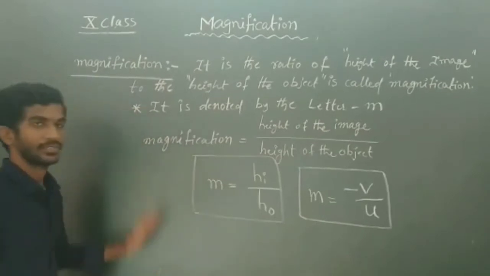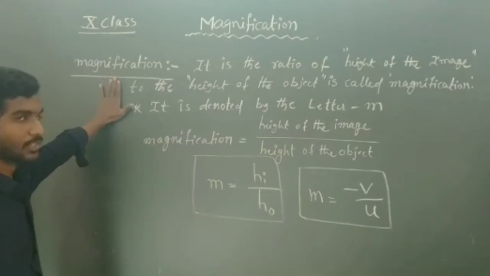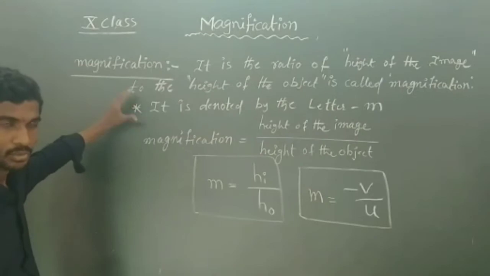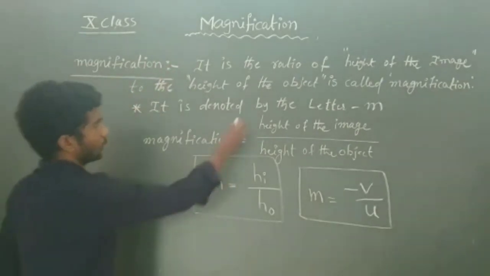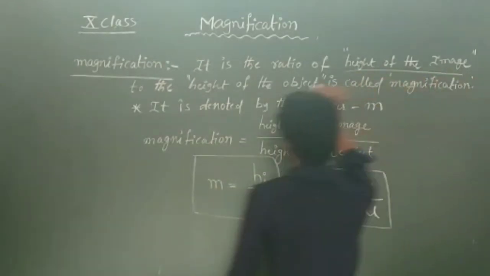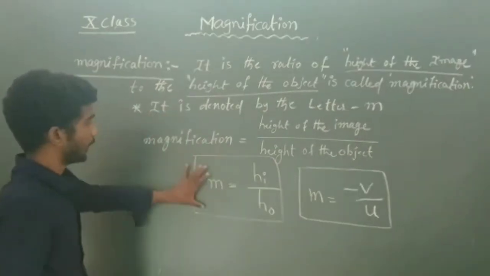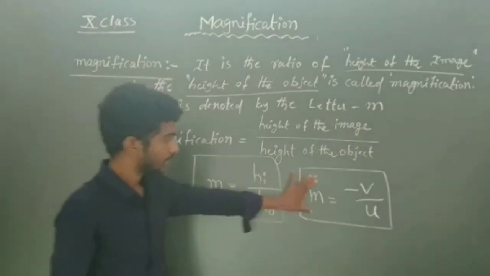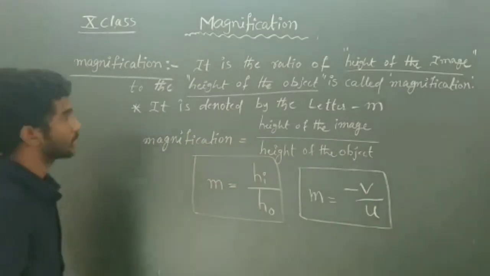This is magnification, one more important topic in 10th class. What is the magnification? Magnification means size of the image to the size of the object, or height of the image to the height of the object. Mathematically, M is equal to height of the image divided by height of the object, or M is equal to minus V by U. This is magnification.